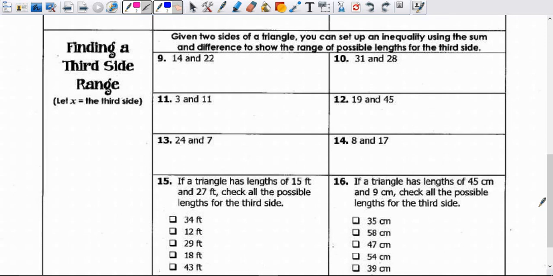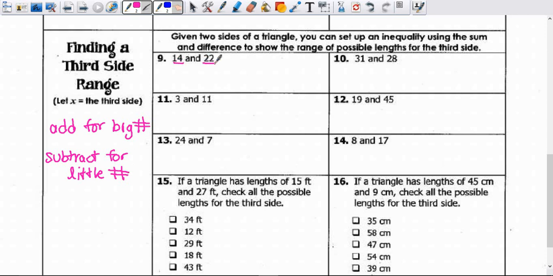So, another part you're going to have from this section is finding a third side range. How you do this is you will add for the big number and subtract for the little number. What I mean by that is if you know two sides of a triangle are 14 and 22, you're figuring out the possible options for how long that third side can be.